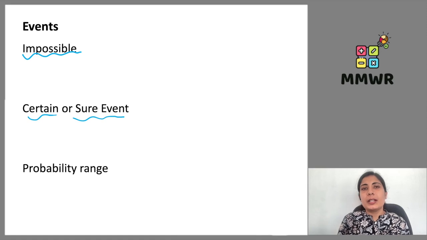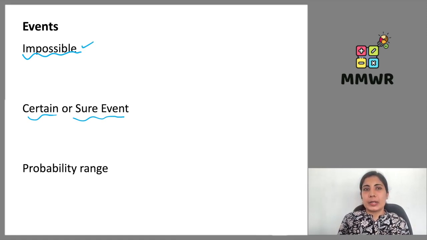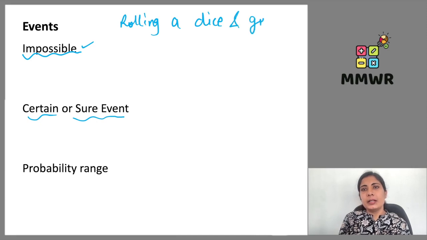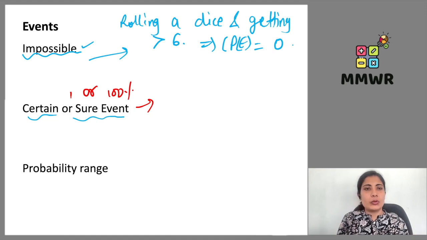So an impossible event is an event that we know is not among the possible outcomes, so for that it will be an impossible event, right? So rolling a dice and getting greater than 6, the probability for this event is going to be 0, and that event will be called the impossible event. For all certain events, the probability has to be 100%, or we can say 1, right? So 1 or 100%, because 100 upon 100 is also 1.